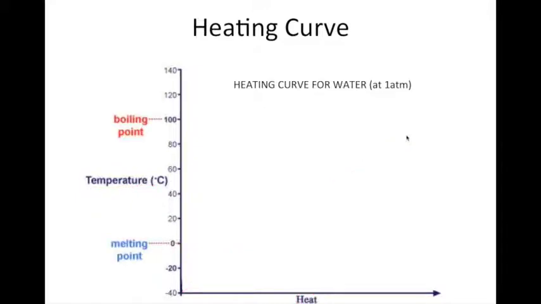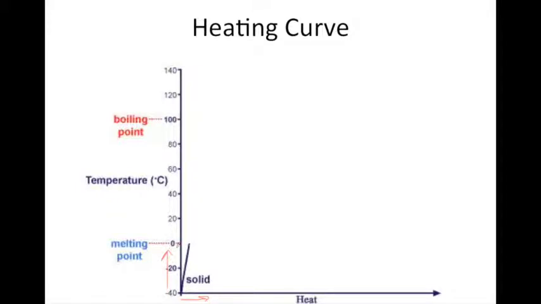To illustrate that, let's take a look at the heating curve for water. Since we're all familiar with water, we know that at 1 atmosphere, water has a normal boiling point of 100 Celsius and it has a normal melting point of 0 Celsius. So let's analyze the heating curve for water. Let's say that we start off down here at negative 40 degrees Celsius. So of course our water would be in the solid phase or ice. And as we take our ice and we begin to add heat, the temperature of our ice begins to increase in a linear manner. And it does that up until we get to the melting point.